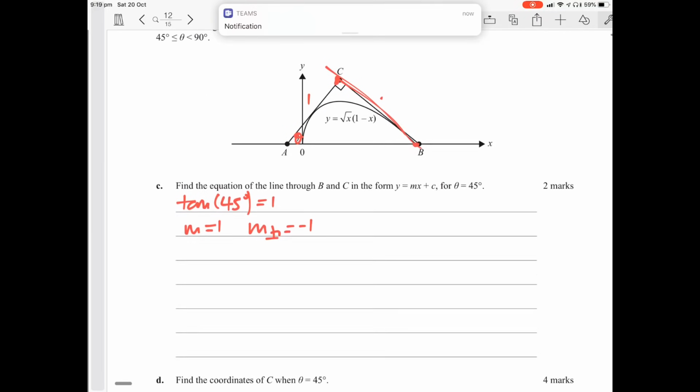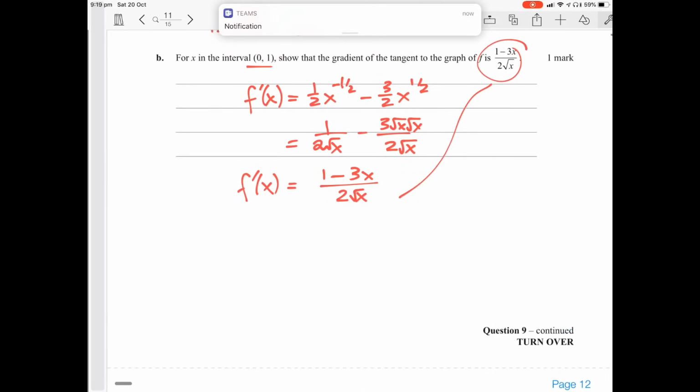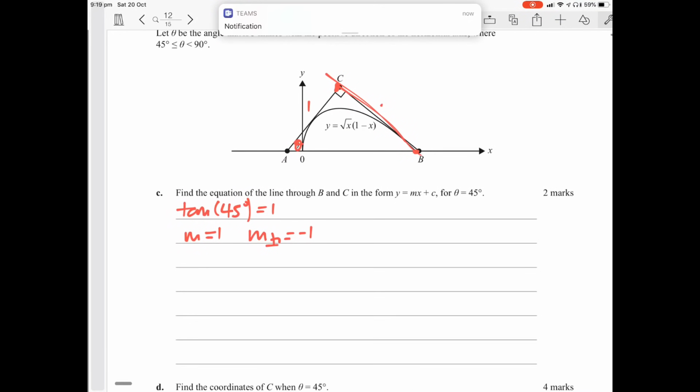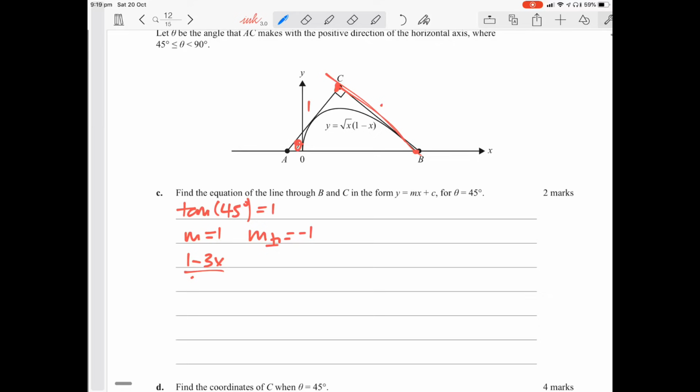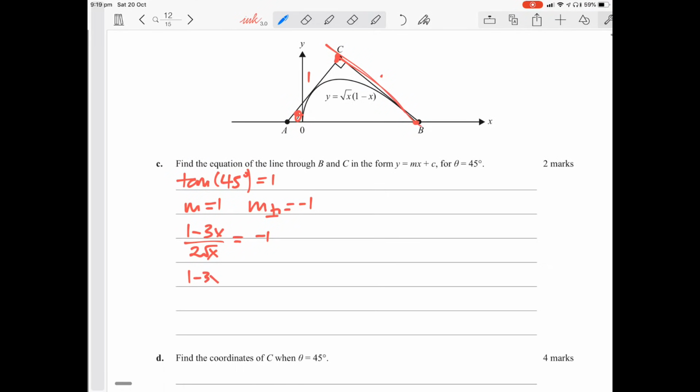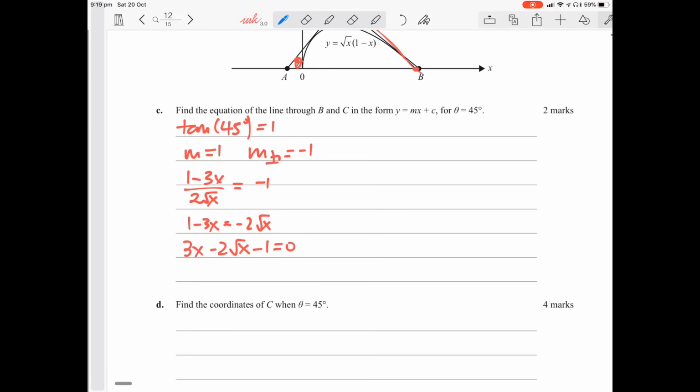Okay, when does that gradient equal negative 1? 1 minus 3x on 2 root x is equal to negative 1. So 1 minus 3x is equal to negative 2 root x. Bring your 3x to the other side: 3x minus 2 root x minus 1 equals 0. We've got a square root, so it's hard to factorize. So I'd let a equal root x, so a squared is equal to x, and then sub that in.